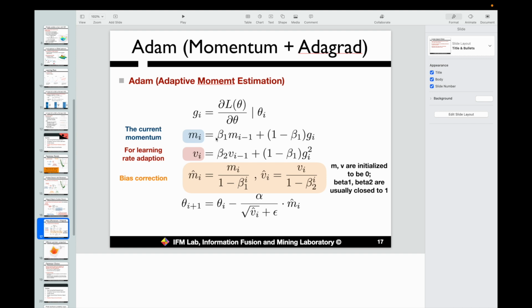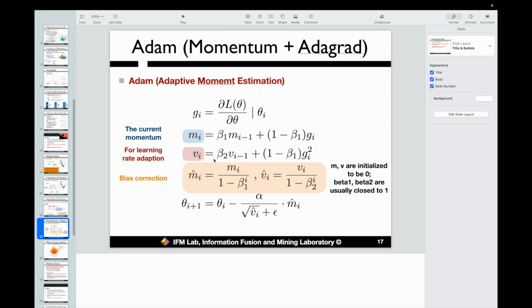And the ADAM algorithm further introduces another term here. This term is for memorizing the historical gradients. And I will denote this term as the VI.